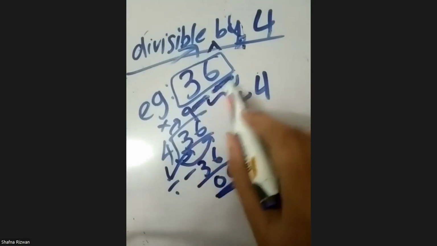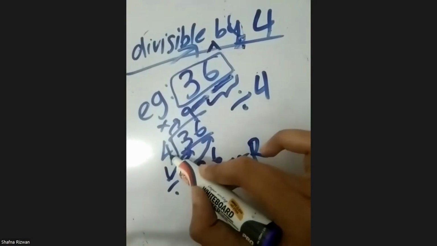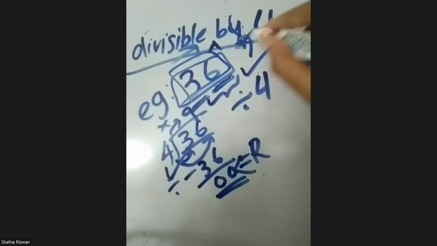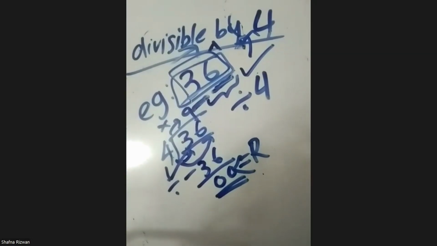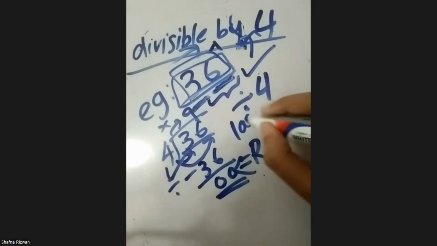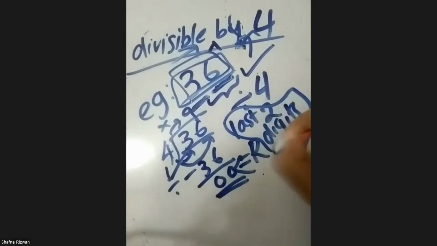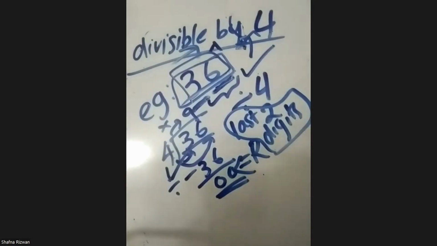So when the last two digits are becoming divisible by 4, then what can you say? This whole number is becoming divisible by 4. Did you all understand? Always remember the last two digits. Okay, remember that. That's how it is.